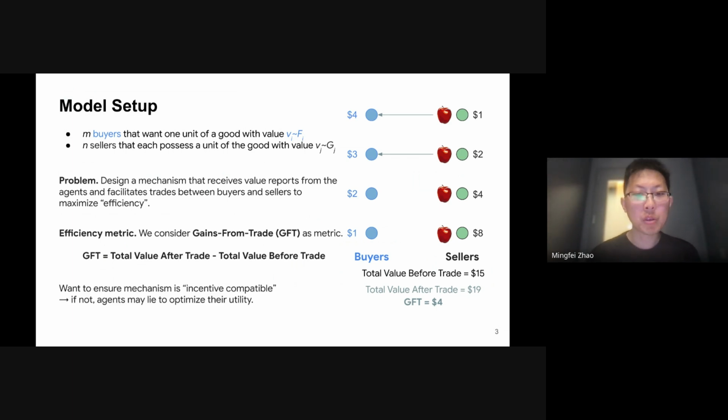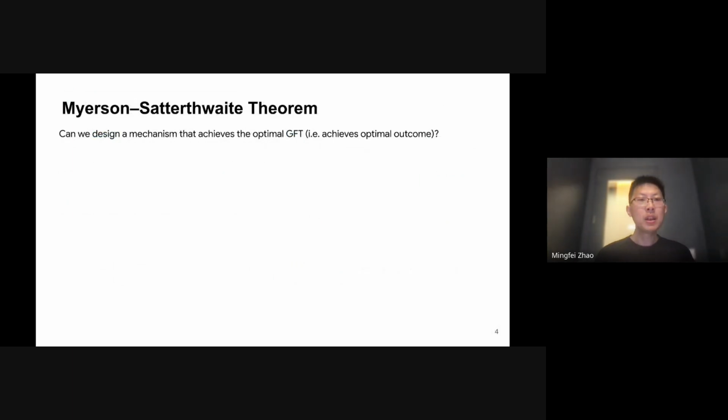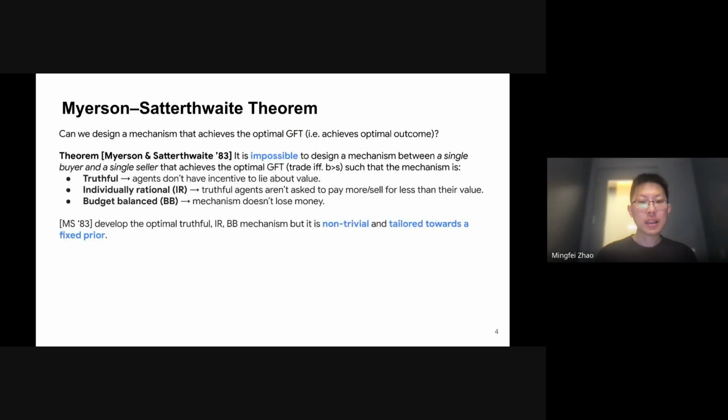As in other mechanism design problems, we want to ensure that the mechanism is incentive compatible, which incentivizes the agents to report their values truthfully. The very first question about two-sided markets is whether we can design a mechanism that achieves the optimal gains from trade. It turns out that an impossibility result by the seminal paper by Myerson and Satterthwaite proves that it is impossible to design a truthful, individually rational, and budget balanced mechanism, even in the single buyer, single seller setting, that achieves the optimal gains from trade. In this case, the optimal gains from trade is the mechanism that trades if and only if the buyer's value exceeds the seller's cost.